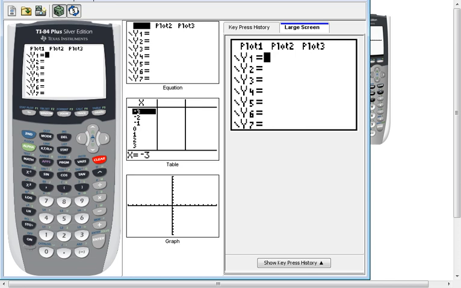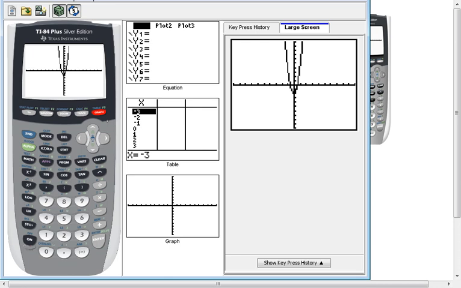Okay, so I'm going to do 6x squared plus x minus 2. Okay, and I'm going to hit graph there. So this is a parabola that I can see has 2 real roots because it crosses the x-axis in 2 spots.